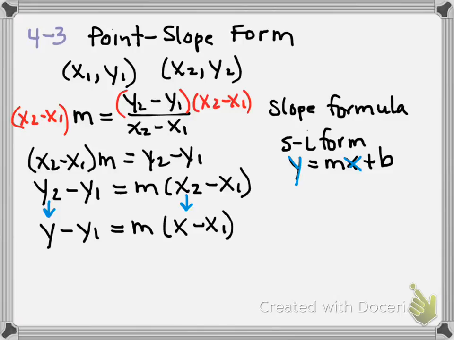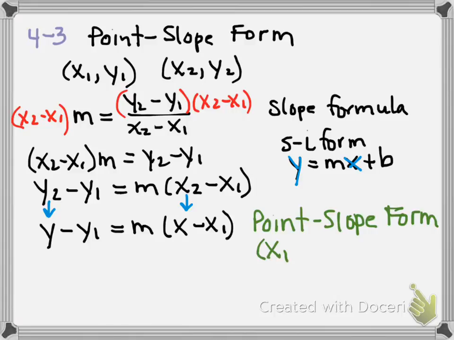And what we have just come up with is what's called point-slope form. Okay. Where's the point? Well, it's the x sub 1, y sub 1. And what's the slope? That's your m. Okay? So it's just a different way of revealing different information.